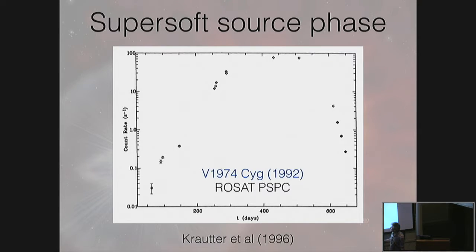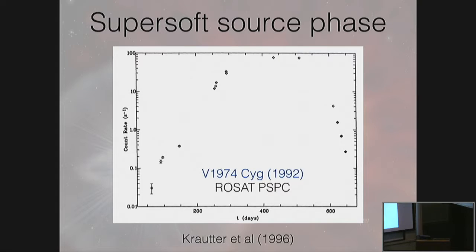This is the best Supersoft source light curve that we had of a nova, V1974 Cyg. I remember Harvey once telling me that he didn't find this particularly interesting, and probably most of you looking at that think, well, that's not particularly interesting. It all changed when Swift was launched.